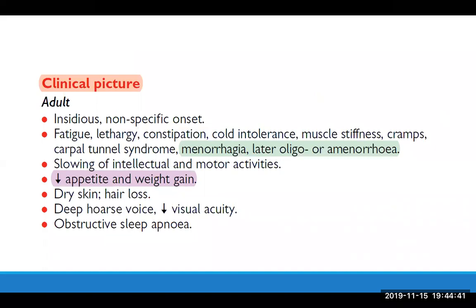The clinical picture, as we know, is an insidious, non-specific onset: fatigue, lethargy, constipation, cold intolerance, muscle stiffness. But don't forget that menorrhagia, later oligomenorrhea or amenorrhea, can be a presenting manifestation. The appetite is low and the patient may present with weight gain. Also the skin is dry and there is hair loss. We can diagnose it over the phone by finding a deep hoarse voice, and also decreased visual acuity and obstructive sleep apnea in some cases.